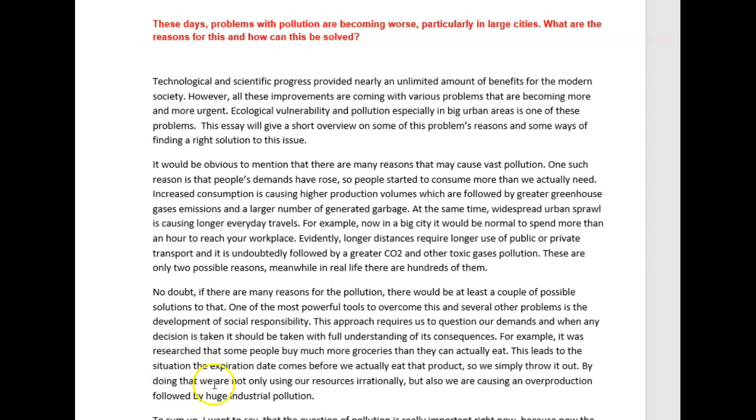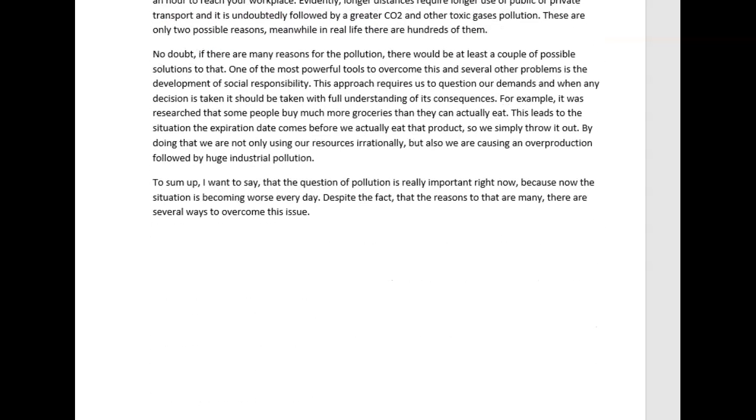This leads to a situation where the expiration date comes before we actually eat that product, so we simply throw it out. By doing that, we are not only using our resources irrationally, we are also causing an overproduction followed by huge industrial pollution. Okay. We'll talk about that in a minute. Let me read your conclusion first.